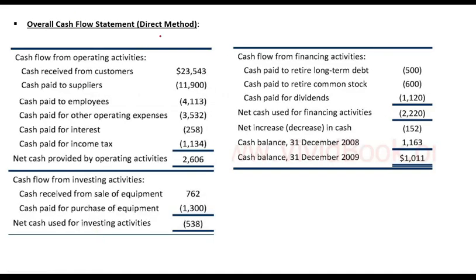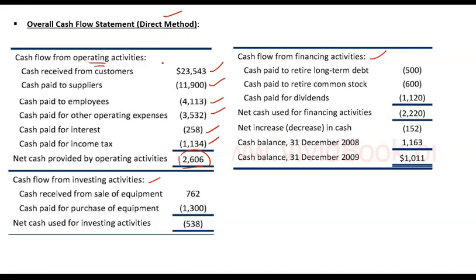So overall, a cash flow statement can be prepared using the direct method or the indirect method that we have discussed so far. In the direct method, we discussed that cash flow from operating activities directly includes receipts from customers, payment to suppliers, payment to employees, payment for other operating expenses, payment for interest, and payment for income tax. Investing activities and financing activities, we discussed, are the same in both the indirect method and the direct method.